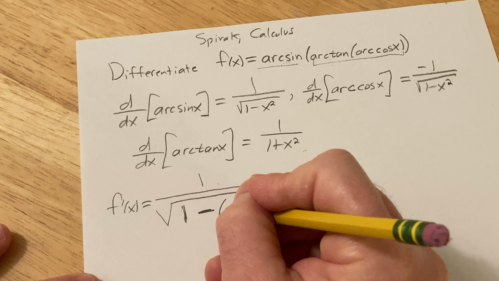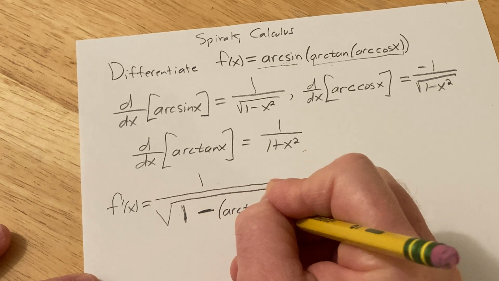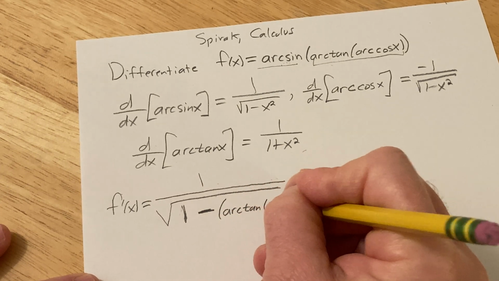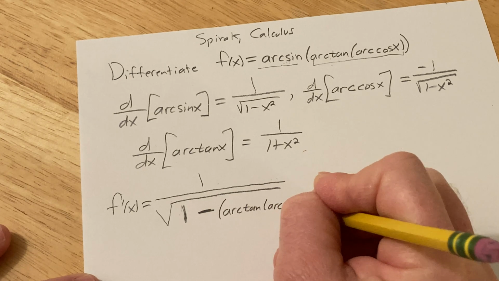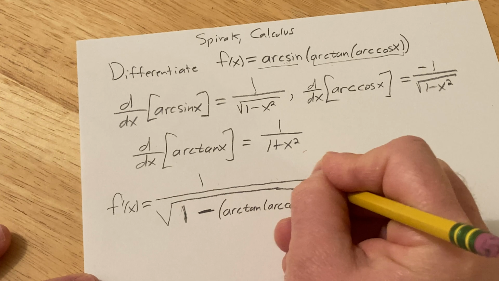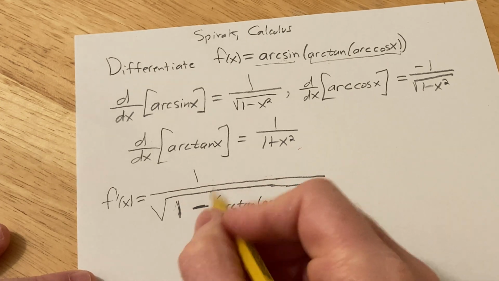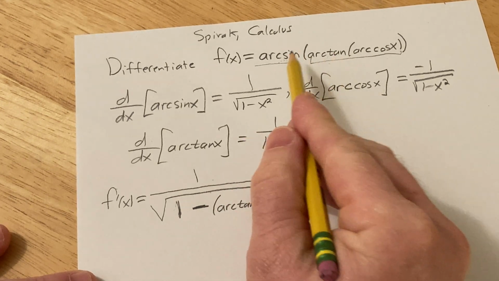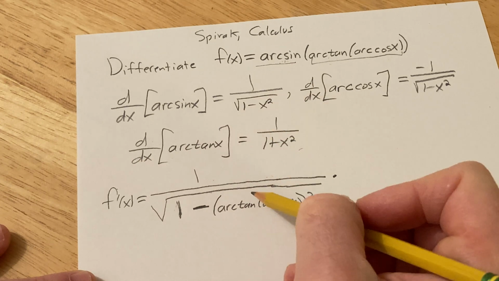So parentheses, arctangent of arccosine of x, squared. It wasn't big enough, there we go. Times, so we basically took the derivative of arcsine, and we left the inside untouched.